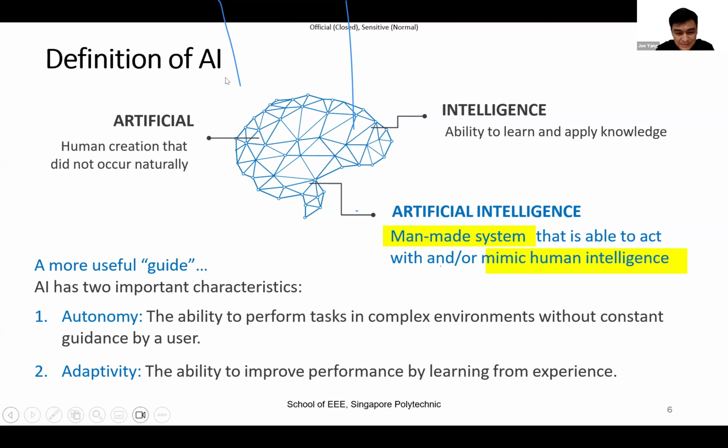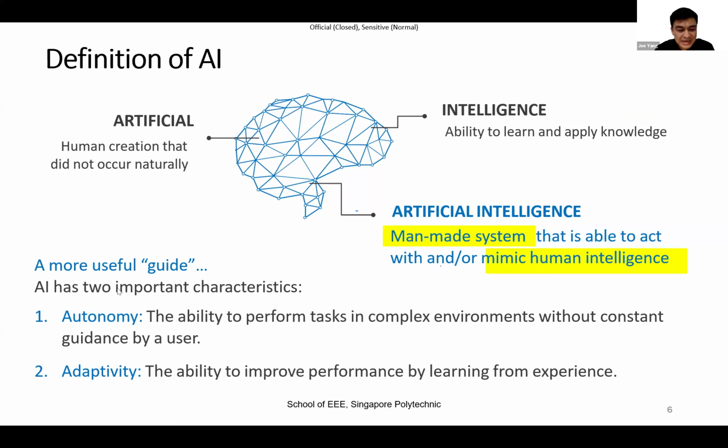So before I move on, let me erase some of the lines. Okay, let's define AI in a simplified way. So what is artificial? Artificial means it creates human-like activities and human creations that did not occur naturally. And intelligence means the ability to learn and apply knowledge. So combining them together, it is a man-made system, because it's artificial, that is able to act or mimic human intelligence.